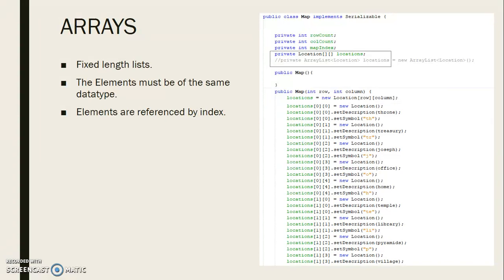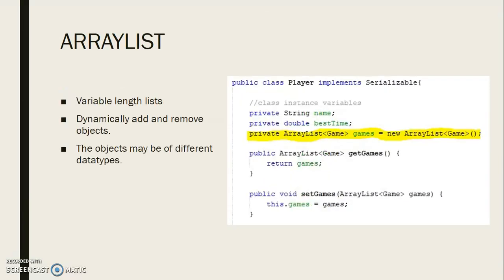An example of an array is from our map class. We have an array of locations. It is a two-dimensional array that holds those locations. We create a new array with the number of rows and the number of columns that will be passed into this function.